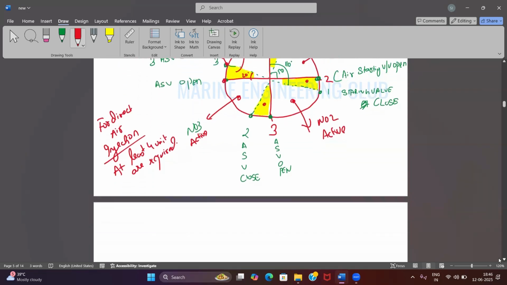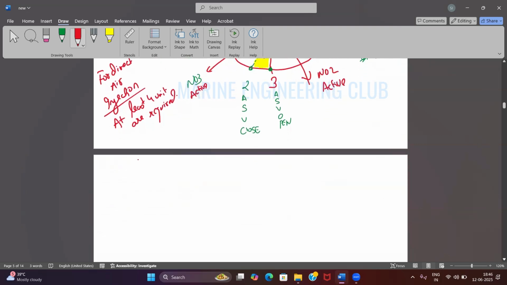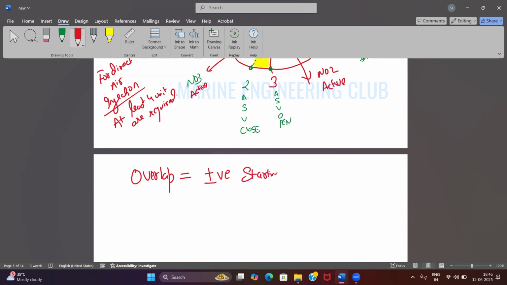So the formula is, they ask the formula also: overlap equals positive starting angle minus 360 divided by the number of units. Now this is for two stroke. This is the formula for the two stroke part. So what is my positive angle of starting? 110 degrees.